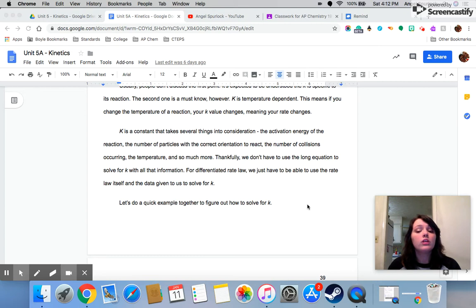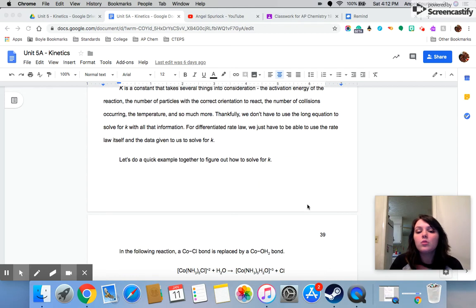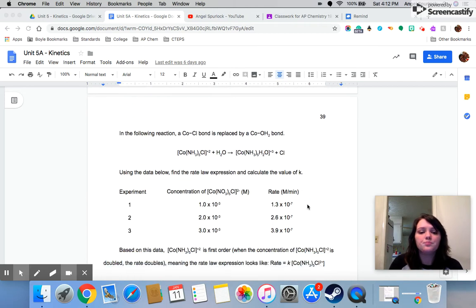For differentiated rate law, the only thing we're going to have to be able to do is find the orders to find the rate law and then use that to solve for k. Okay, that's going to make our lives super easy. All we have to do is solve for the order, to solve for the rate law, to solve for k and its units. Okay, so let's do a quick example to figure out how to solve for k.